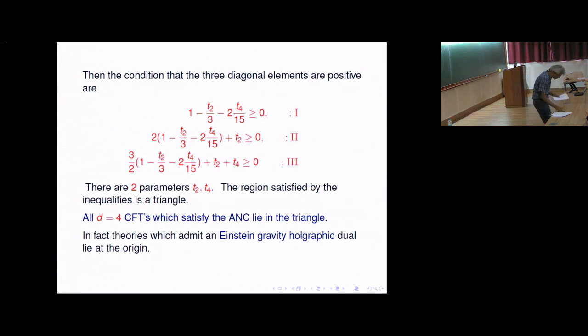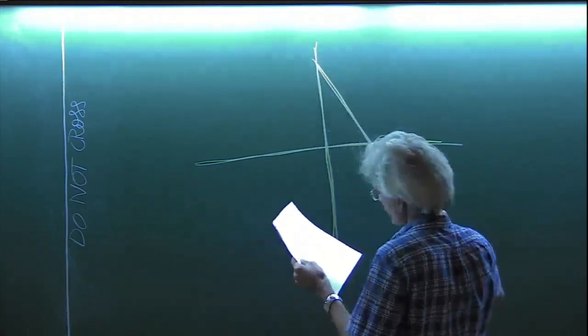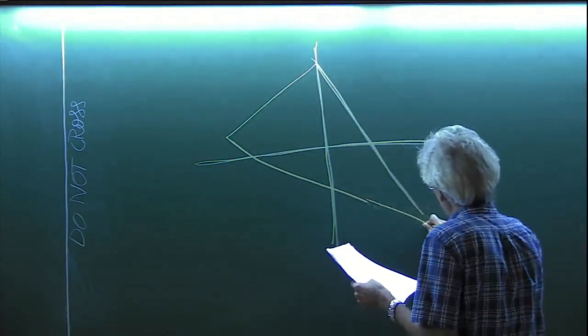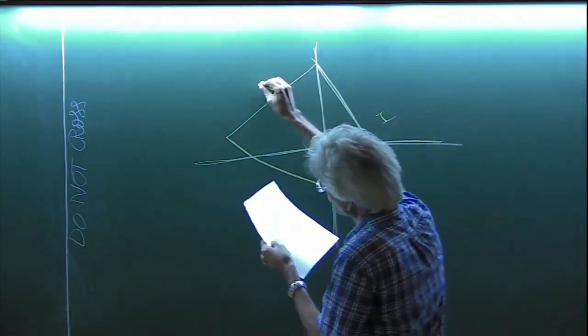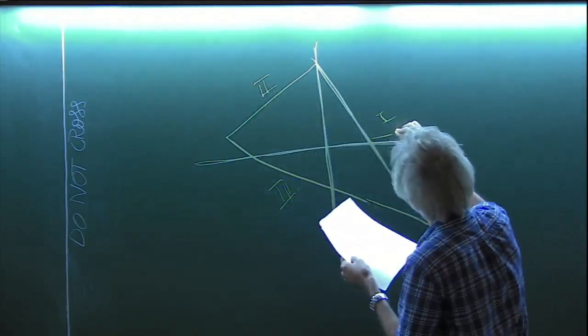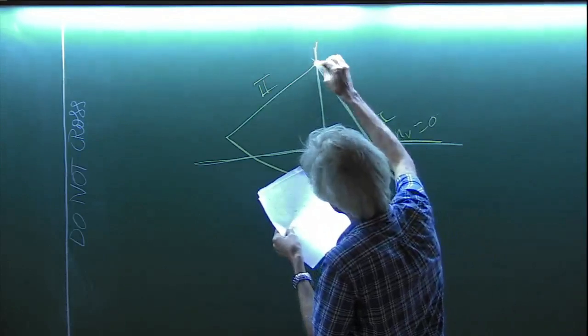So let me just plot this to see the constraint. So it's a triangle. People might be familiar already with this. It's a triangle of this kind. This is line 1, line 2, and line 3. And this line is where the theories for vectors is equal to 0. And this vertex is interesting.